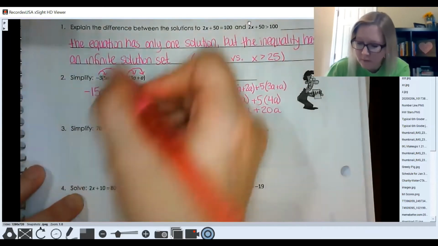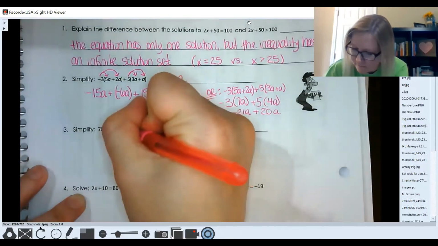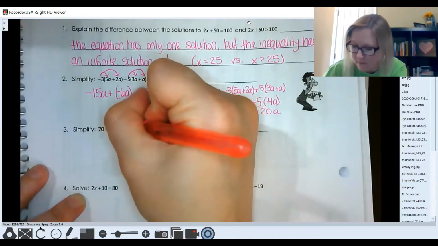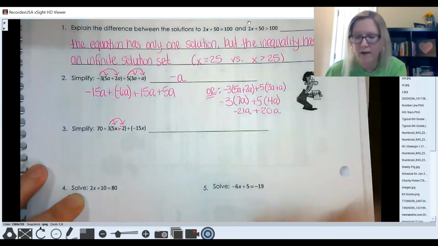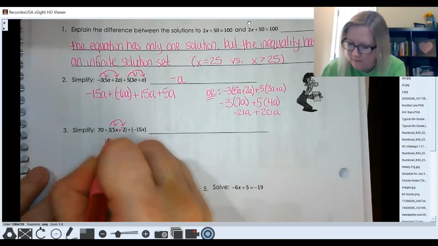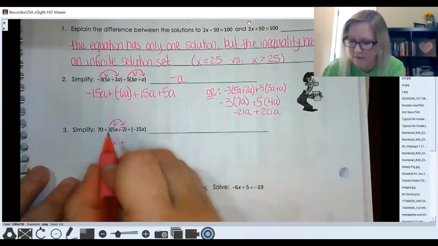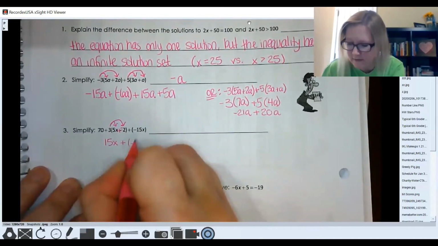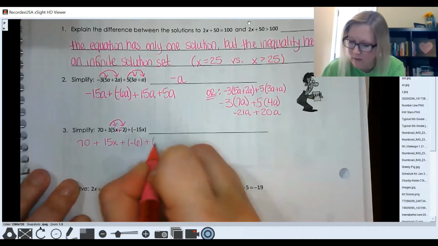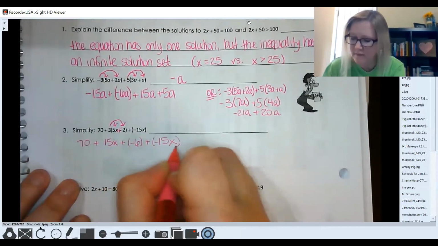So this minus I'm going to change to adding -2. All right, now I'm going to apply my distributive property, multiply 3 by each value in parentheses. So I have 3 times 5x is 15x, plus, and then 3 times -2 is -6. I'm going to bring down the rest of my problem, and then combine any like terms that I have.